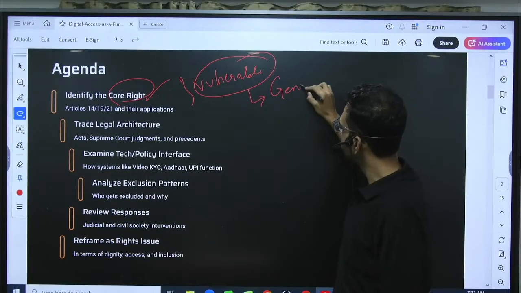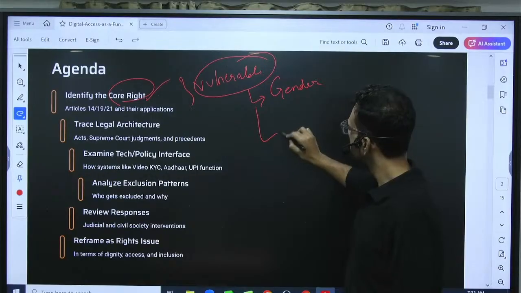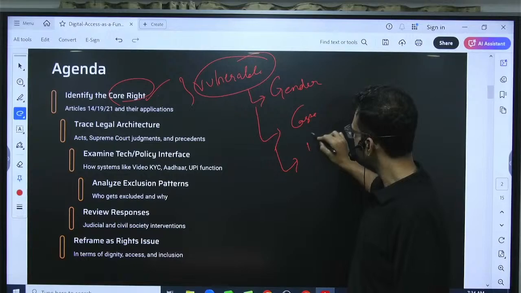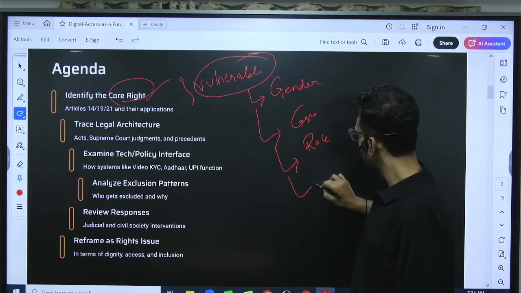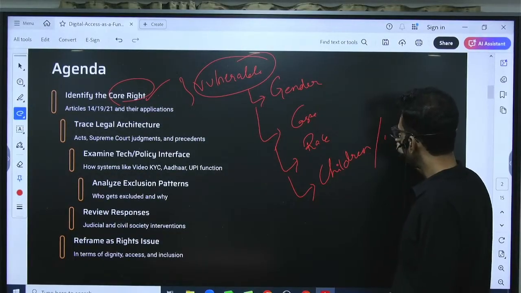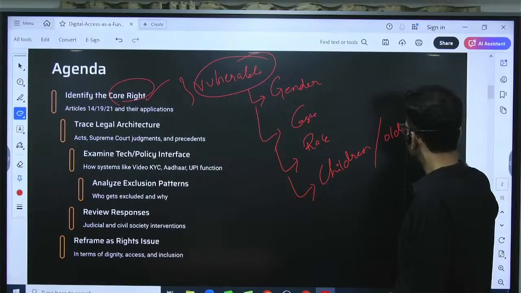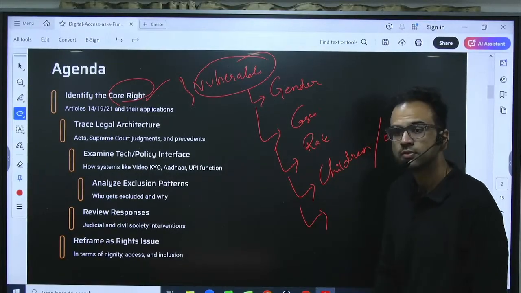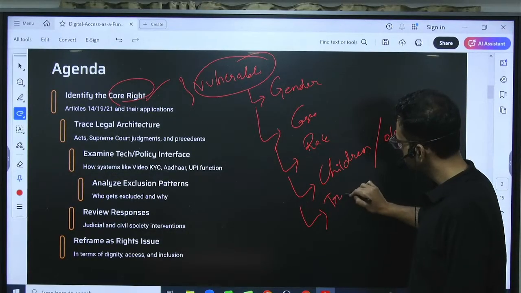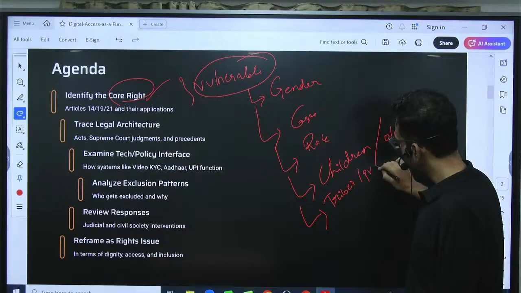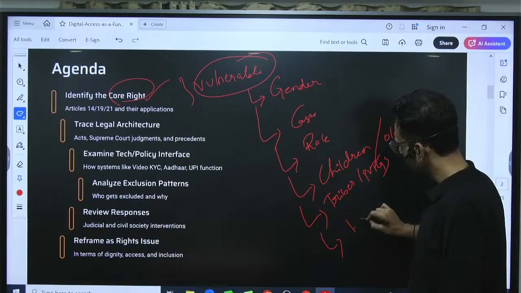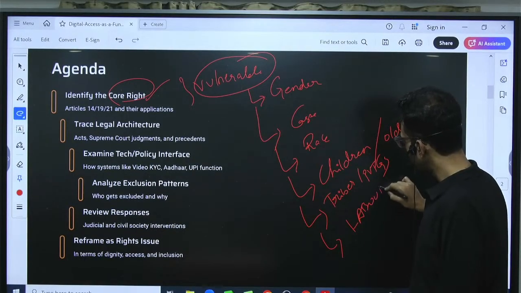Gender, gender-based discrimination. Caste, race, children, old age. Who else? Tribes or PVTGs, migrant labor or agriculture sector laborers.